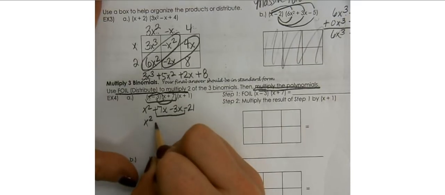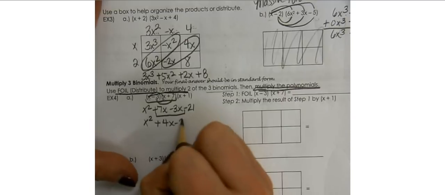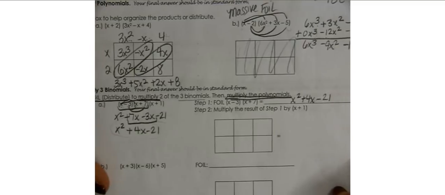X times x is x squared. X times 7 is plus 7x. Negative 3 times x is minus 3x. And negative 3 times 7 is minus 21. Combining my like terms in the center, I have x squared plus 4x minus 21. So the product that we ended up coming up with from the first parenthesis is x squared plus 4x minus 21. And so that is step 1.